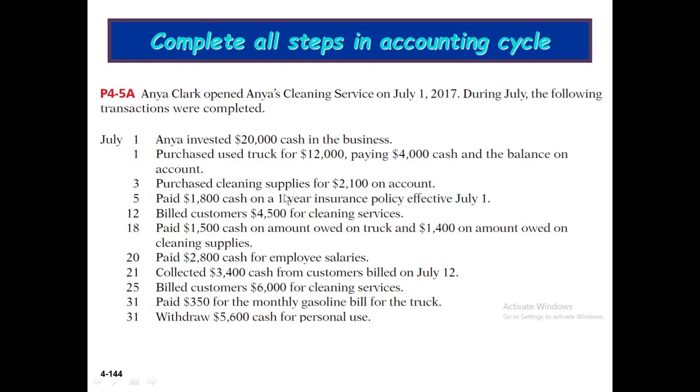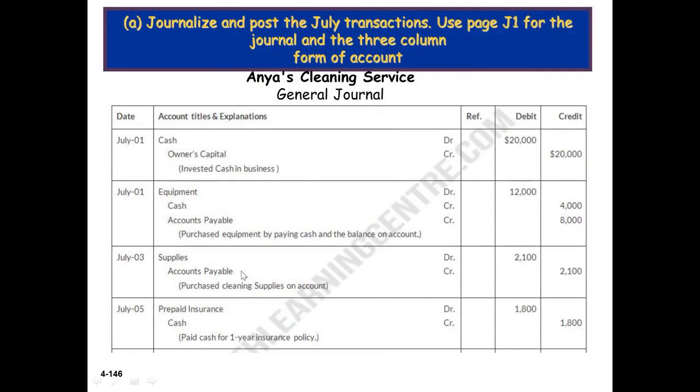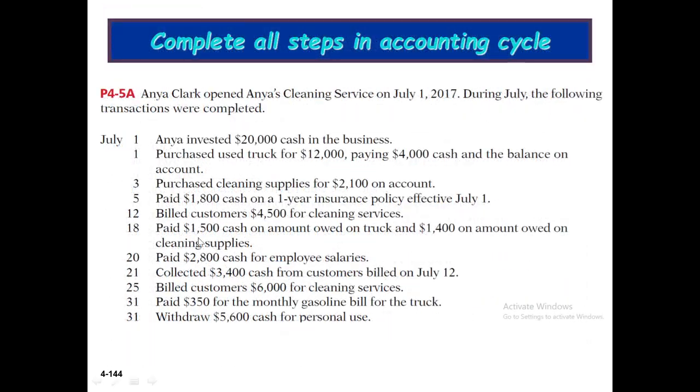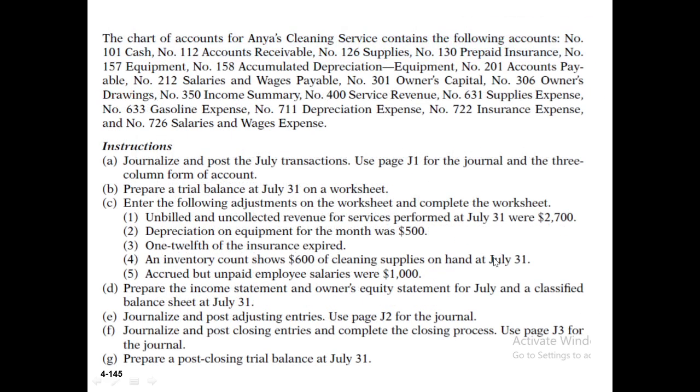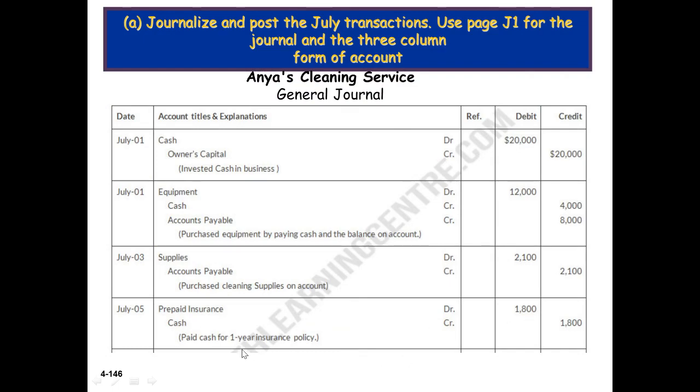And next, purchase cleaning supplies, $2,100 on account. For this transaction, we are getting supplies, so the supplies asset will be debit, and on account means accounts payable will be credit. This is supplies debit, accounts payable credit. And next, paid 1,800 cash on a 1-year insurance policy effective July 1. Already paid in cash. So prepaid insurance will be debit, and cash will be credit.